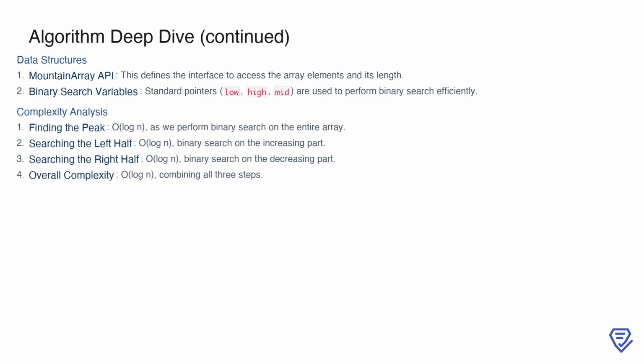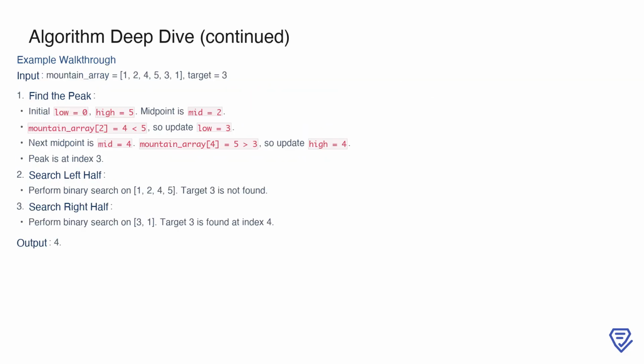Regarding complexity, finding the peak takes O(log n), because it involves binary search over the entire array. Searching the left half, which is sorted in ascending order, takes another O(log n). Similarly, searching the right half, sorted in descending order, adds another O(log n). Since these steps are sequential, the total time complexity remains O(log n). This makes the algorithm highly efficient, even for large arrays, as we repeatedly reduce the search space by half in each step. Let's walk through an example to see the algorithm in action.